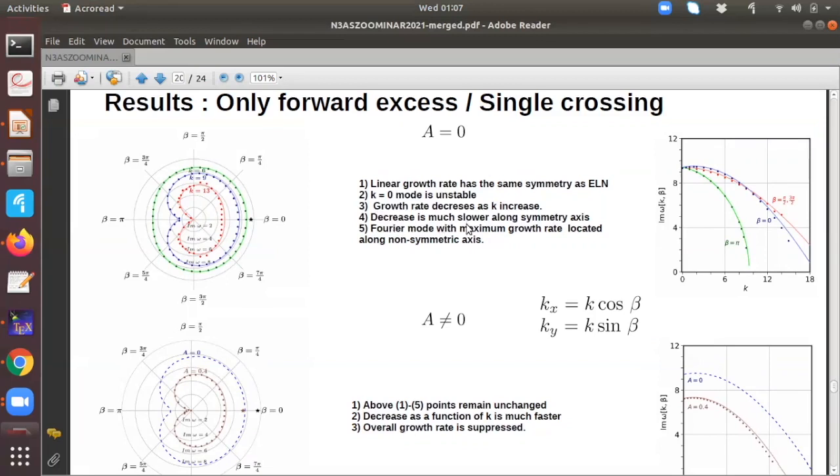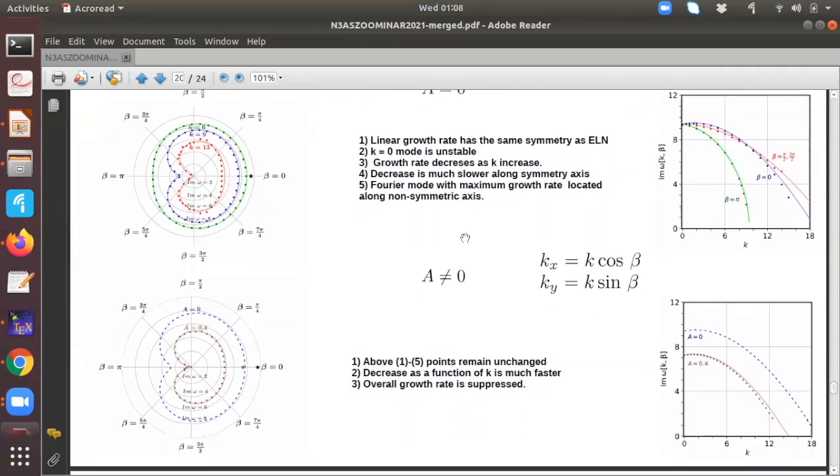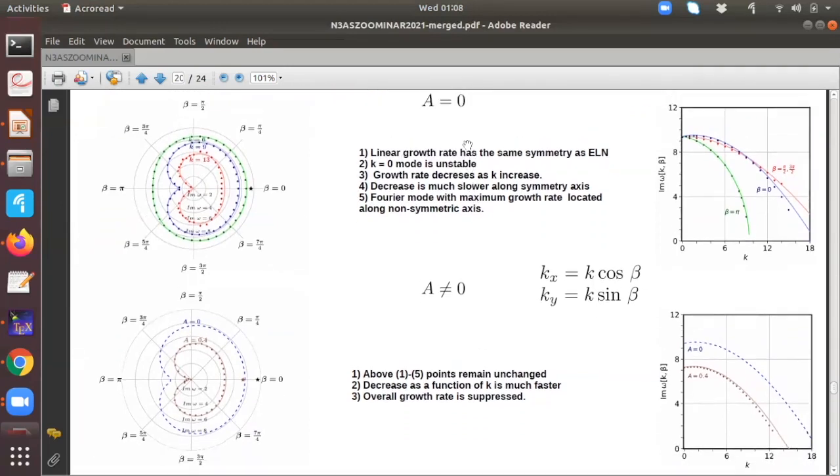We also find that the Fourier mode with the maximum growth rate is located along the axis about which there is no symmetry of the dispersion relation. And we also find that this depends on the lepton asymmetry of the system, where if we increase the lepton asymmetry, the overall linear growth rate gets suppressed.